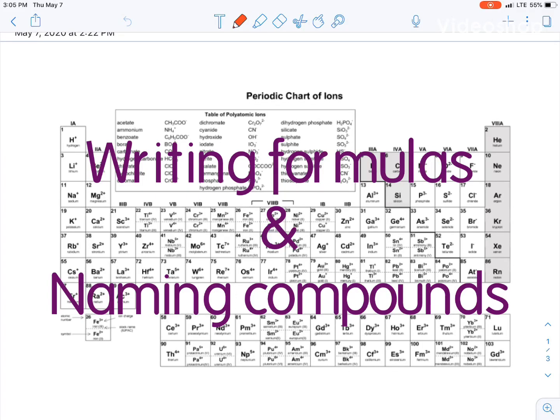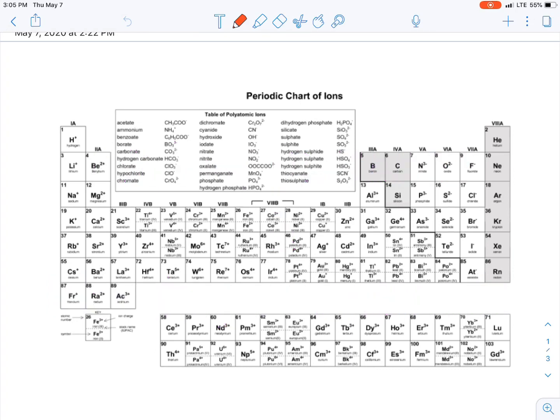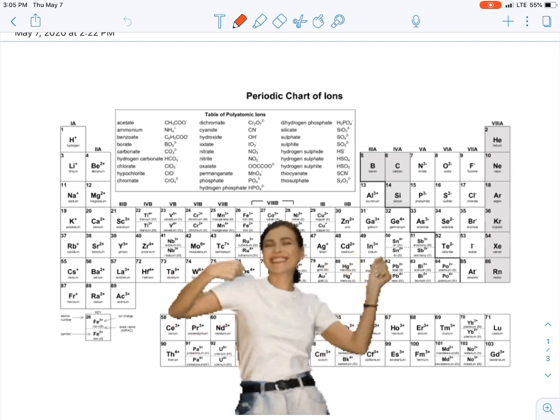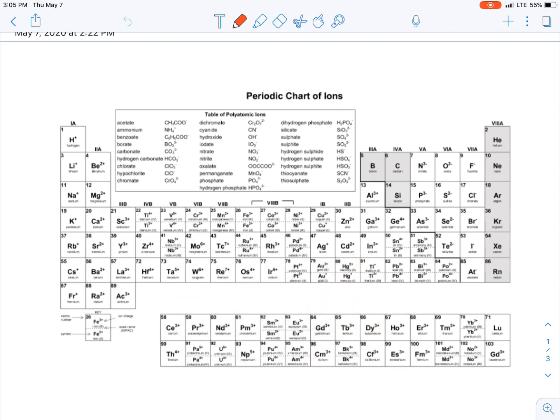Hey, are you having problems writing chemical formulas? Well, that is nothing to worry about. We're going to take care of that right now. We're going to start off with some easy formulas. We'll just start off with binary, meaning just two elements involved. Let's start off with our classic H2O, water.